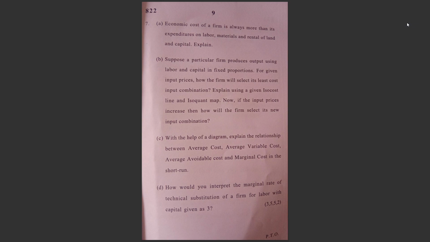And C is also for 5 marks. With the help of a diagram, explain the relationship between average cost, average variable cost, average avoidable cost and marginal cost in the short run. Again 5 marks. Then D for 2 marks. How would you interpret the marginal rate of technical substitution of a firm for labor with capital given as 3?